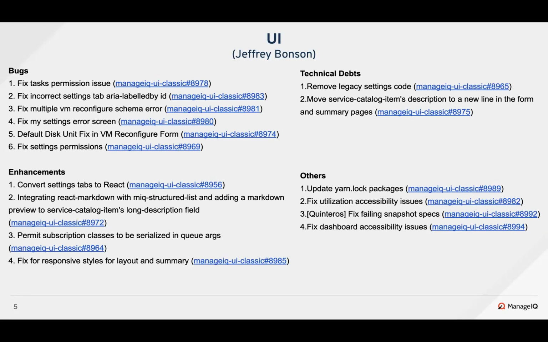Good morning. In Sprint 227, a total of 16 PRs got merged into the UI classic repository, out of which 6 are related to bug fixes, 4 are for enhancements, 2 for technical debts, and 4 others. I can explain about them in the following slides.